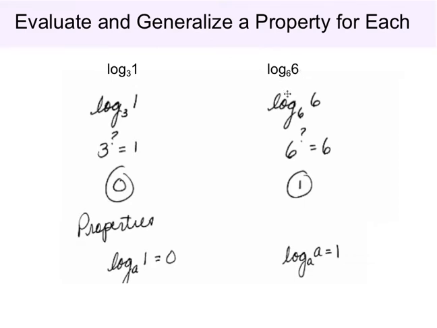The second example says log base 6 of 6 is 1. That's because 6 to the first power is 6. That will generalize to any base. Log base a of a is 1. That's because a to the first power is a.